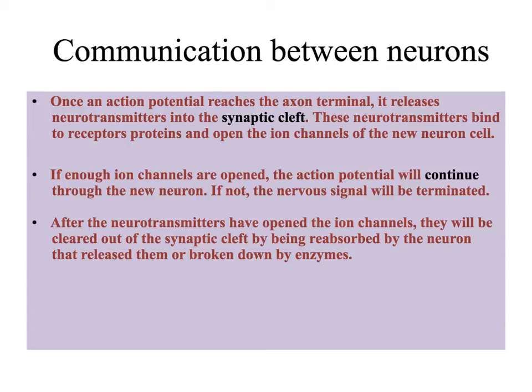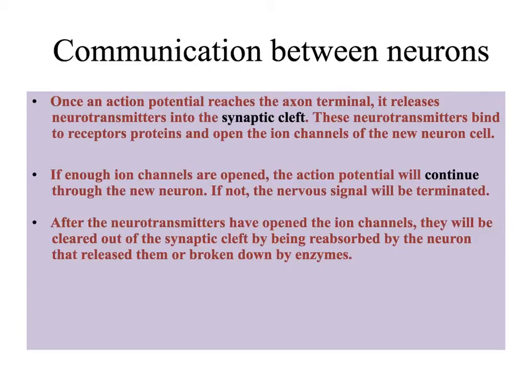All right, communication between neurons. Once an action potential reaches the axon terminal, it will release neurotransmitters, these are chemicals, into the synaptic cleft. The synaptic cleft is that space, that gap that exists between the neurons. These neurotransmitters are going to bind to receptor proteins, and they're going to open the ion channels of the new neuron cell. If enough ion channels are opened, the action potential will continue to the next neuron. If not enough ion channels open up, then the nervous signal will be terminated.